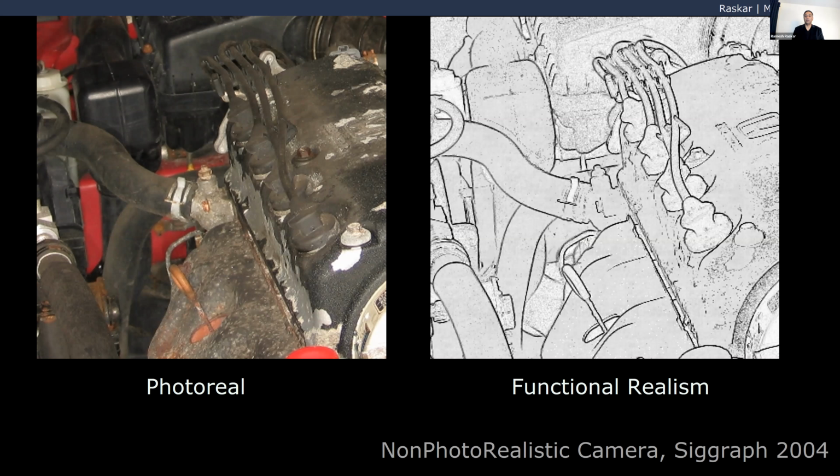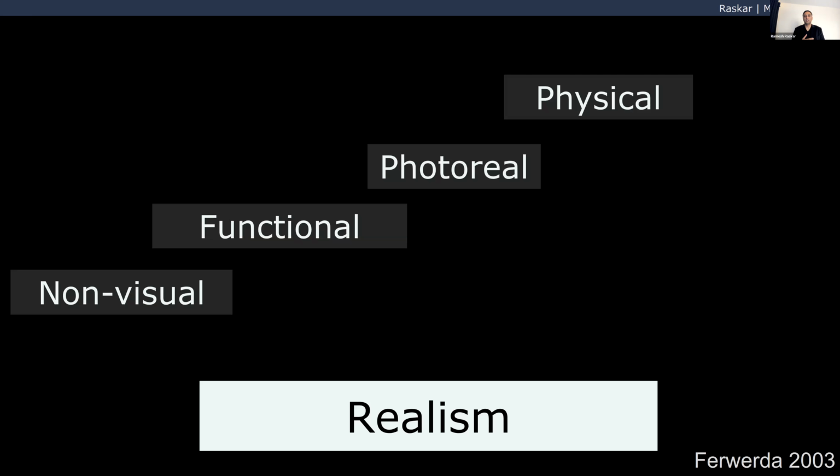In this case, a non-photorealistic camera can directly create something that's more comprehensible and easier to understand. So this notion of realism spans non-visual, which could be just storytelling, functional, which could be cartoon representations, photoreal, and physical realism. We have been obsessed with the top right part of it, but Jim Forward and others have been talking about this distinction between different types of realism. Whether AR and VR should focus on photorealism and above or below is an open question.